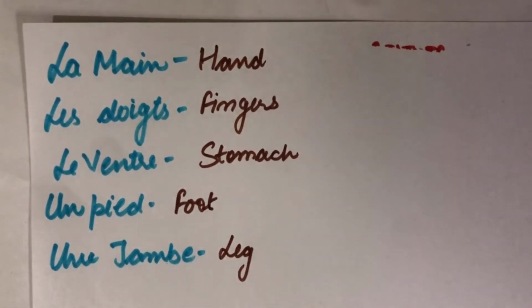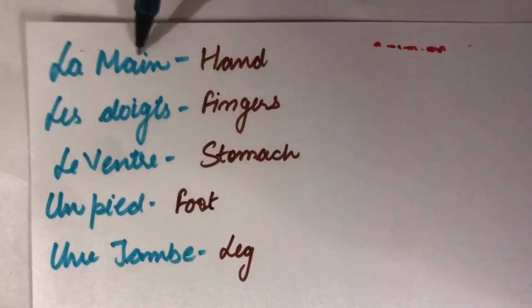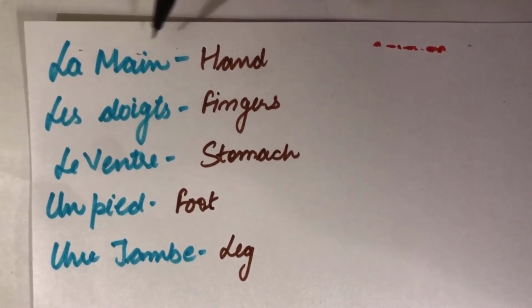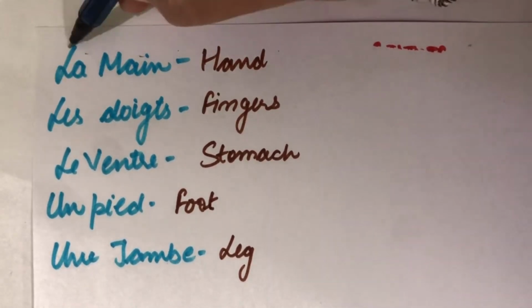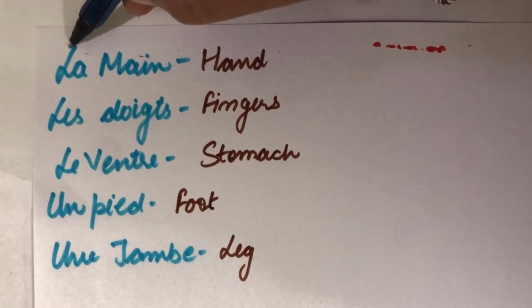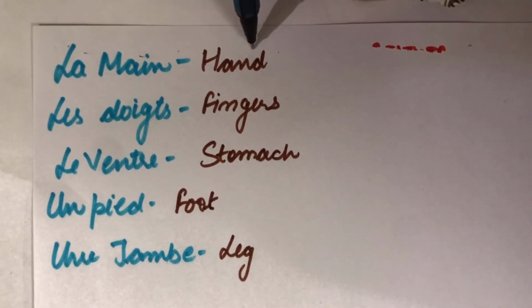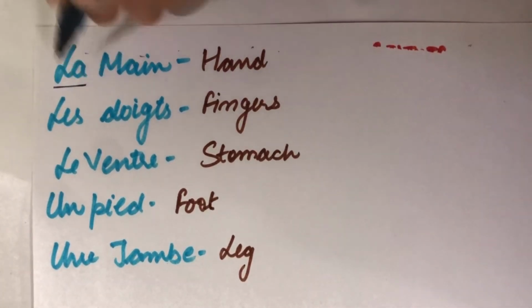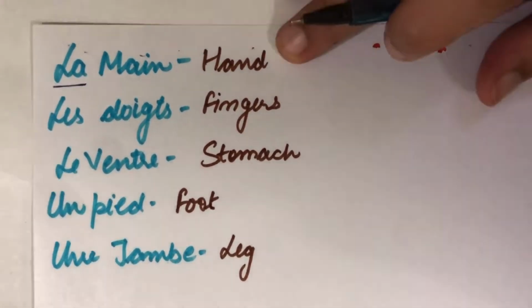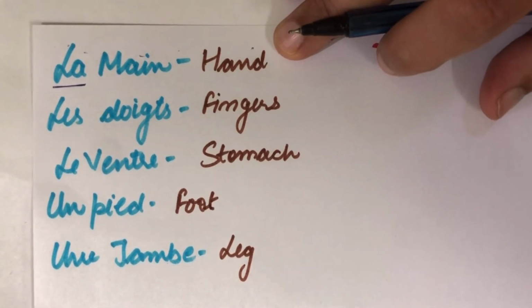Okay, so other parts of body are la main, that is our hand. Okay, so if you want to say hands, this la would get converted into les, but for the time being it is a single hand. We are talking about a single thing over here, so la is used, and this la also represents that hand is feminine in nature in French.